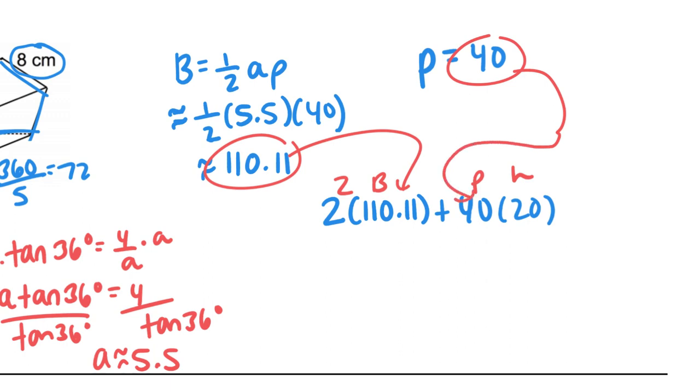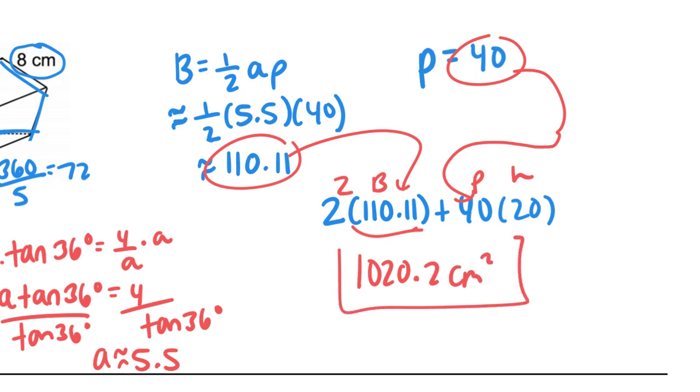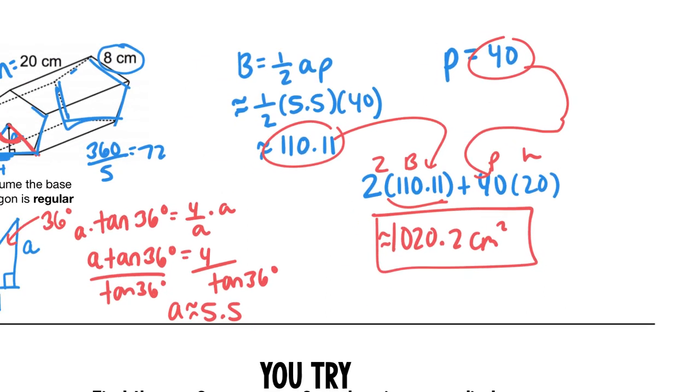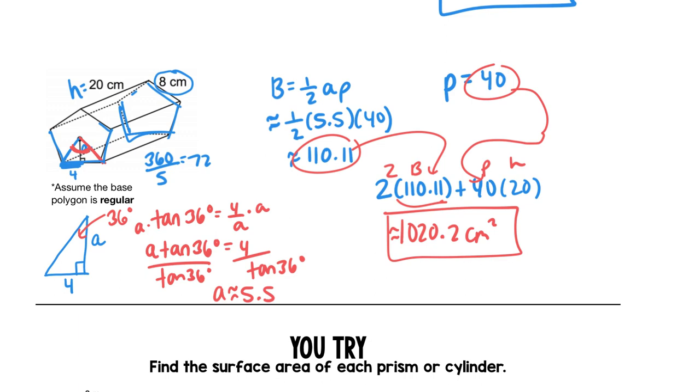When I put that in the calculator, I'm going to use the answer button so that it's more accurate. So I'm going to take 2 times our previous answer plus 40 times 20. I'm going to get about 1020.2 approximately centimeters squared because it's an area. That is approximate.